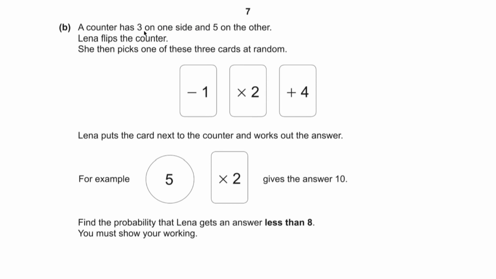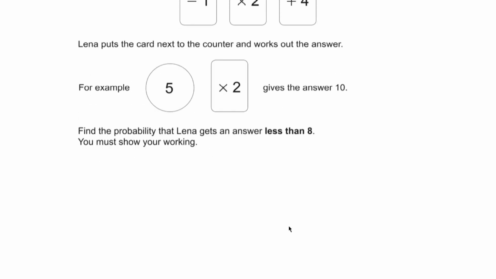Part B, a counter has 3 on one side and 5 on the other. Lena flips the counter. She then picks one of these 3 cards at random. We've got subtract 1, times 2, plus 4. Lena puts the card next to the counter and works out the answer. For example, if we have the 5 and then we multiply it by 2, we get an answer of 10. We have to find the probability that Lena gets an answer less than 8. You must show your working.